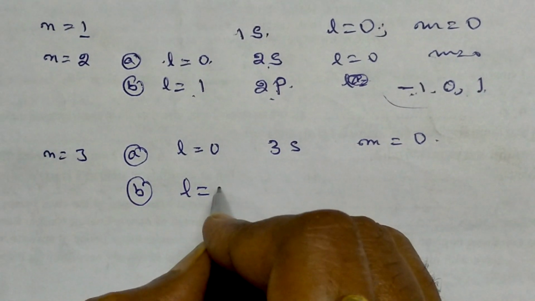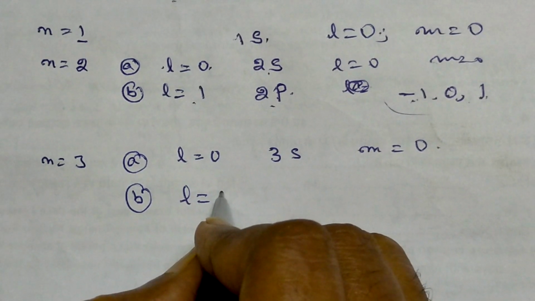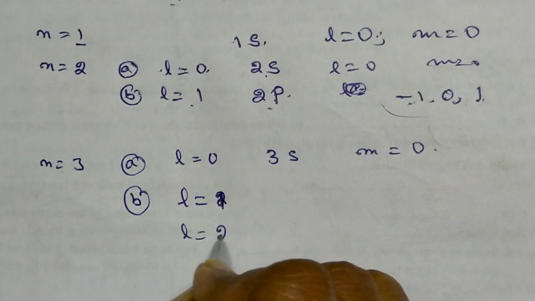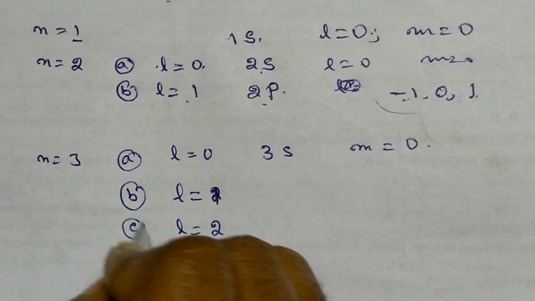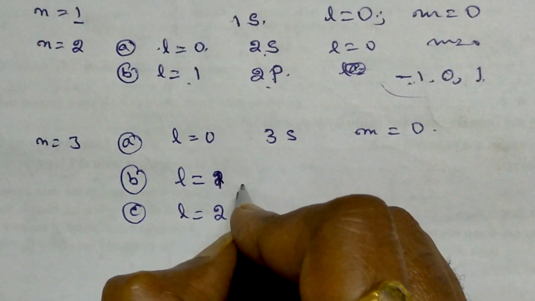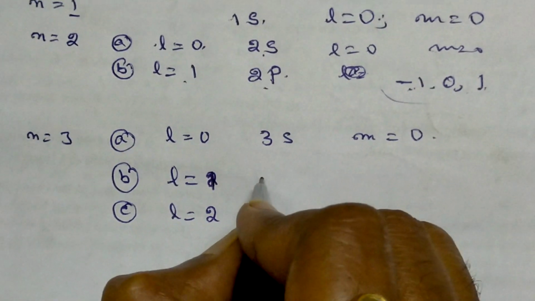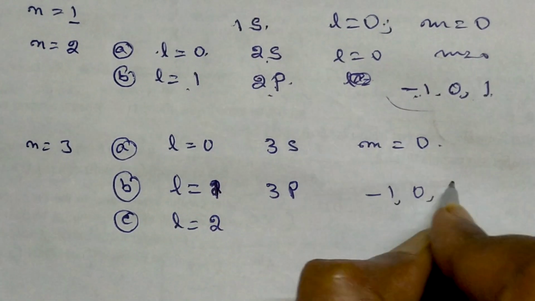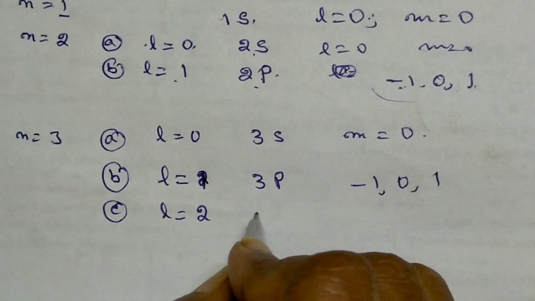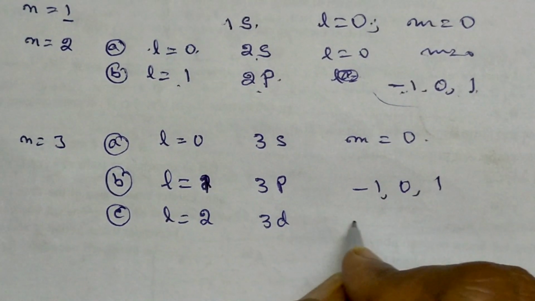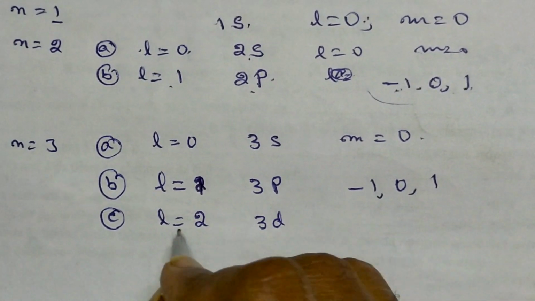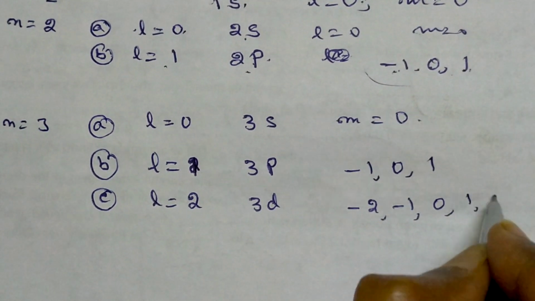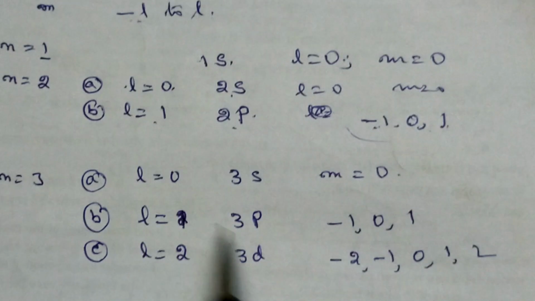The second case, l goes up to n minus 1, that means l equal to 1 and l equal to 2. There are 3 cases. l equal to 1 is 3p. The 3p we have already seen: minus 1, 0, 1. l equal to 2 is called 3d. That means m is minus 2, minus 1, 0, 1, 2. From minus l to plus l, we have to write m.